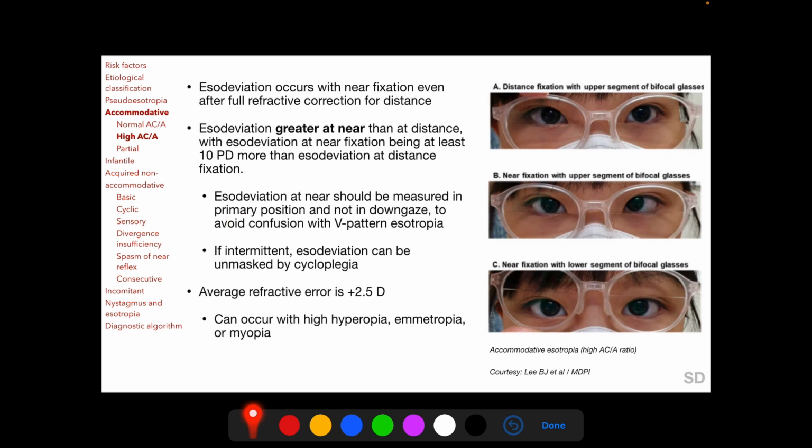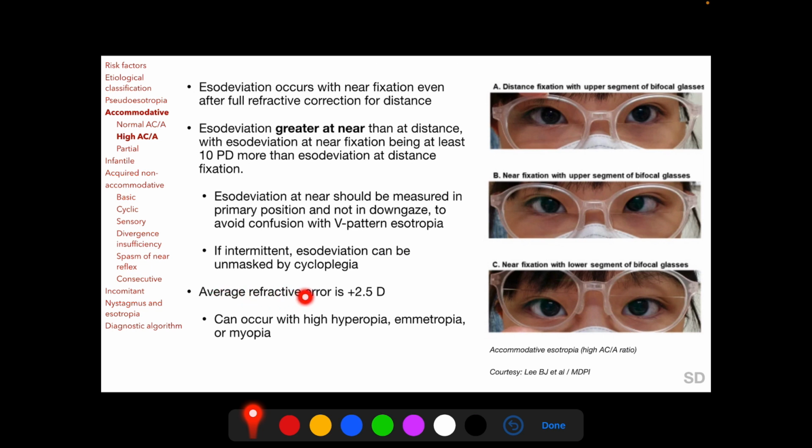And if the esodeviation in high AC by A ratio accommodative esotropia is intermittent, the esodeviation can be unmasked by cycloplegia, because that makes the patient induce an accommodative effort, and the accompanying convergence is also unmasked.